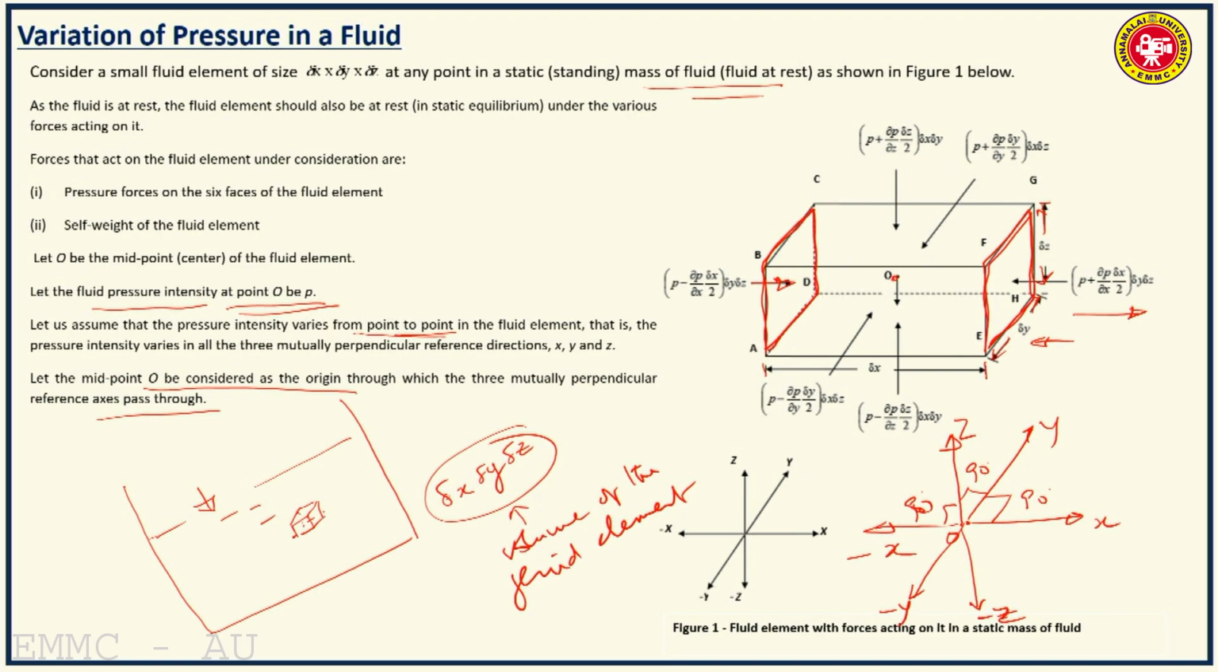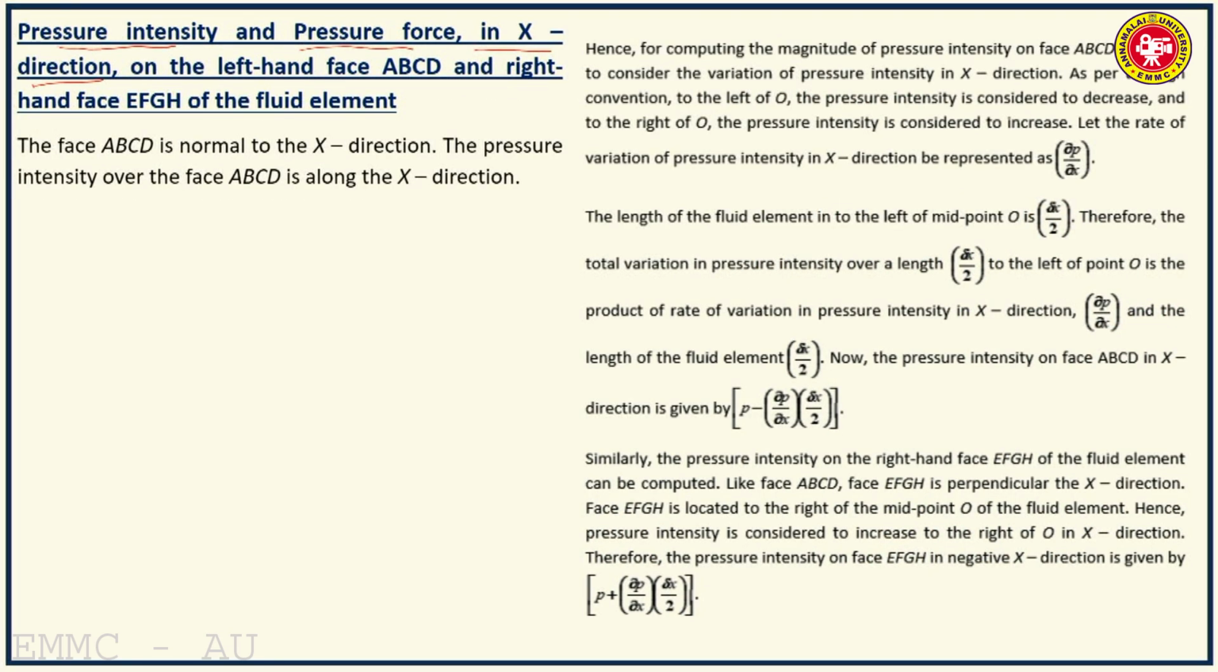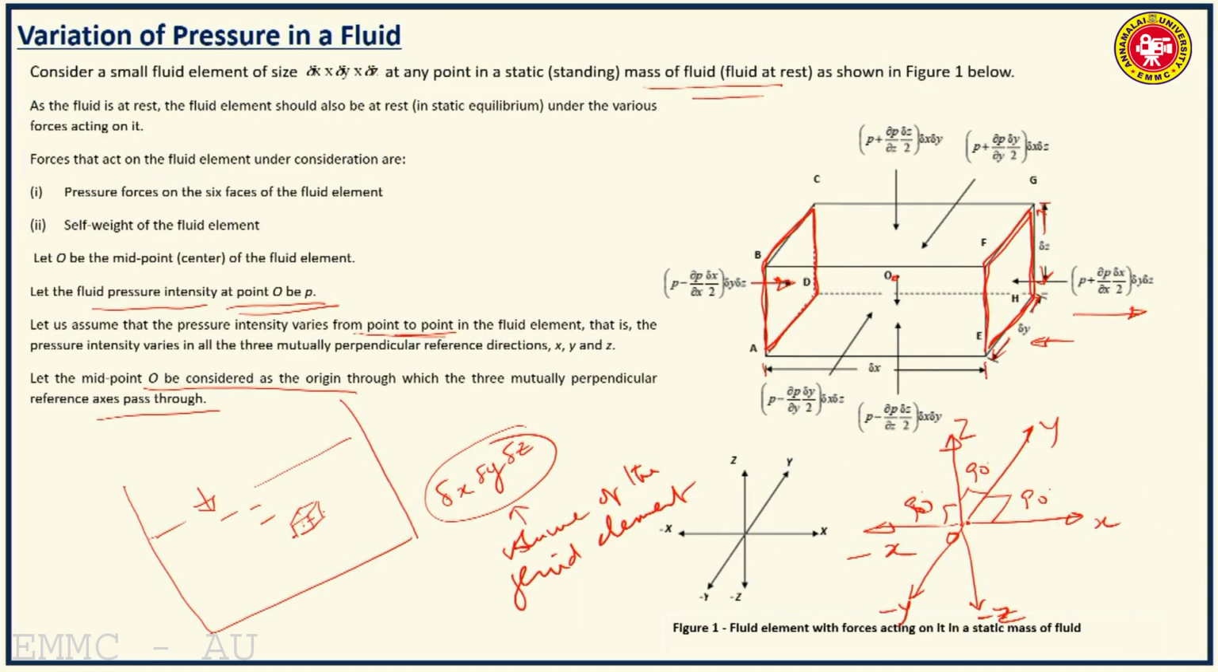Now let us consider the variation. Now the face ABCD is perpendicular to x direction. The pressure intensity over the face ABCD is along the x direction, normal to the face. So for computing the magnitude of pressure intensity on face ABCD, we have to consider the variation of pressure intensity in x direction. So what is the sign convention? O is considered as the origin. So right of O it is positive, left of O it is negative. Right of O is the positive x direction, left of O is the negative x direction.